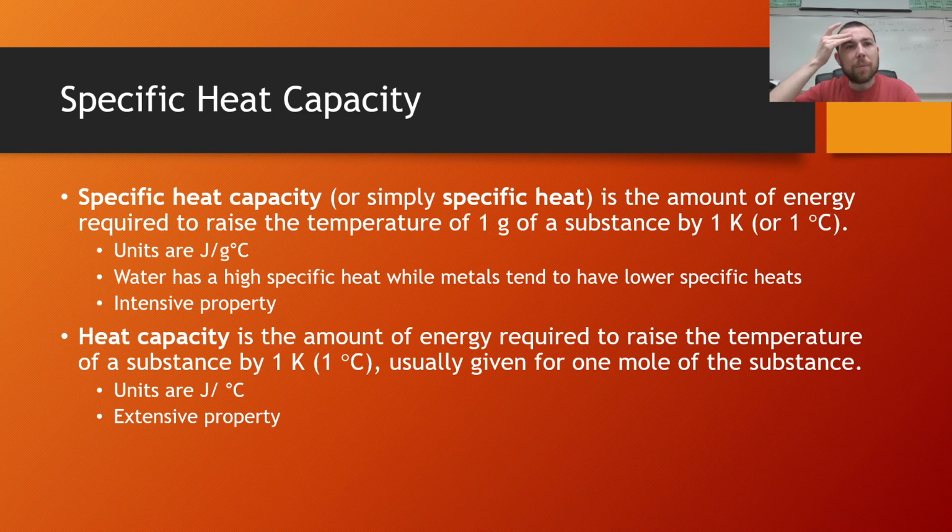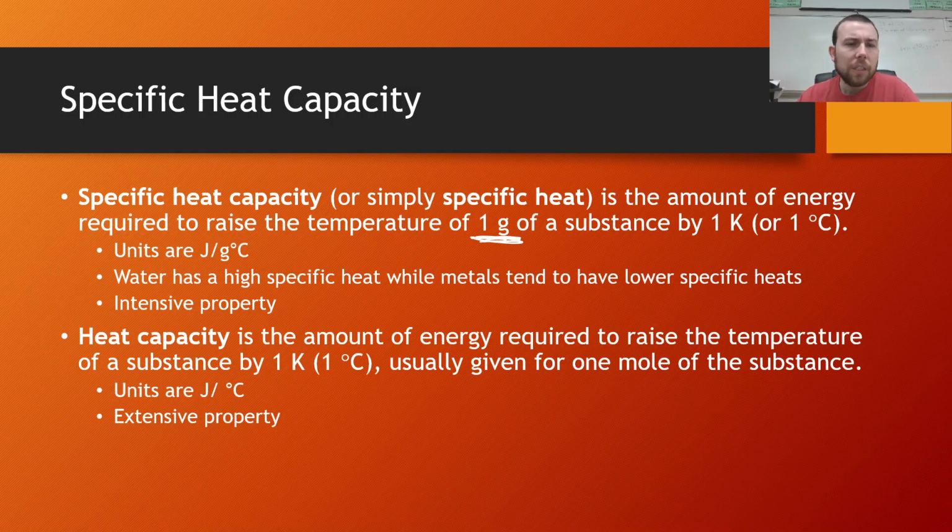Now, let's talk about this idea of specific heat capacity and heat capacity, because they are different, but they are useful. Specific heat capacity, or specific heat, is the amount of energy required to raise the temperature of 1 gram of a substance by 1 Kelvin. The biggest piece that is important here when making the distinction between specific heat capacity and heat capacity is this piece right here. There is a specific amount of substance that we're raising the temperature of. It's simply 1 gram of a substance. And the units for specific heat capacity, like we saw in the previous slide, are joules per gram degrees Celsius.